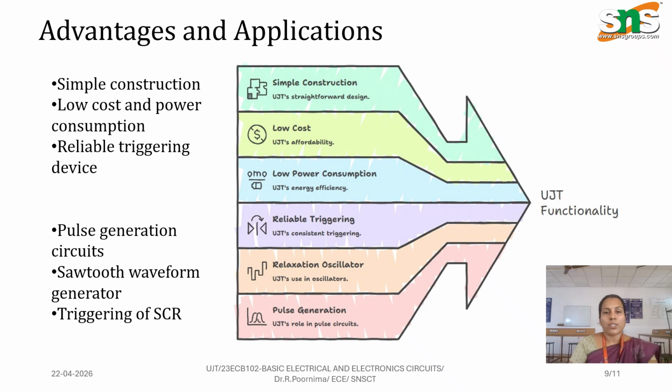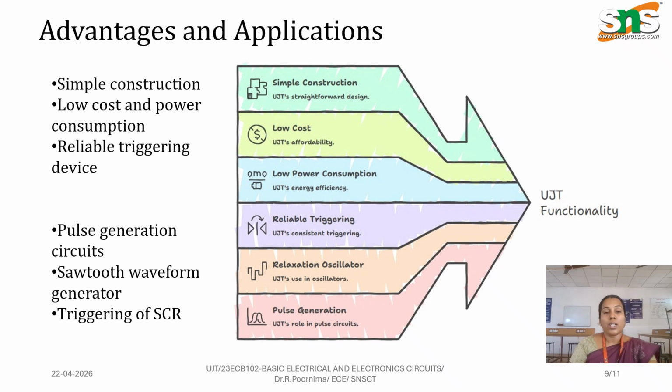Let's see the advantages of UJT. It consists of a single PN junction, so it provides a simple construction and also low cost. Due to the energy efficiency of UJT, it provides low power consumption, and also it is a reliable triggering device since it enables the negative resistance region, and after that it goes to the saturation region.